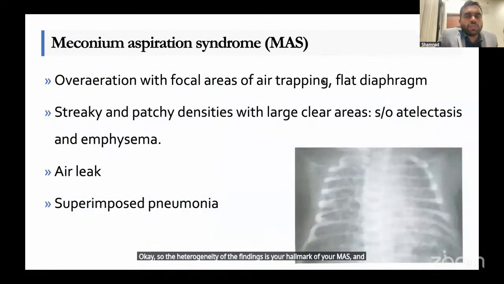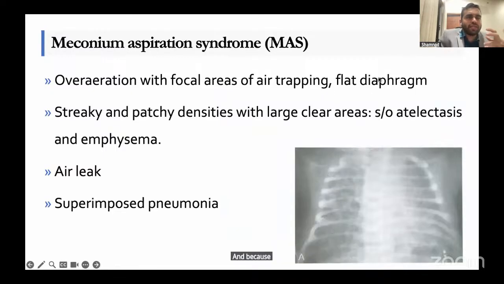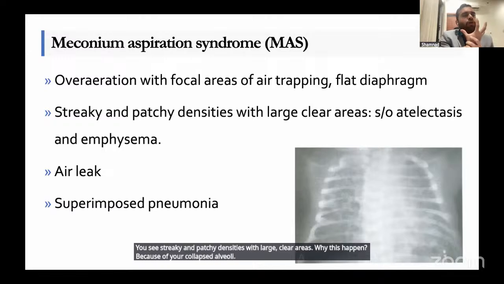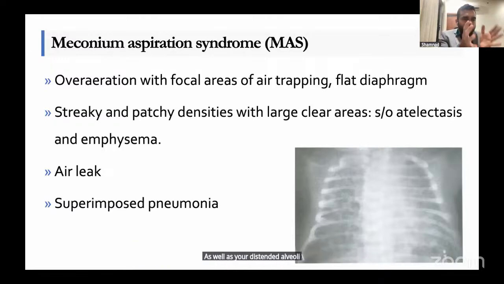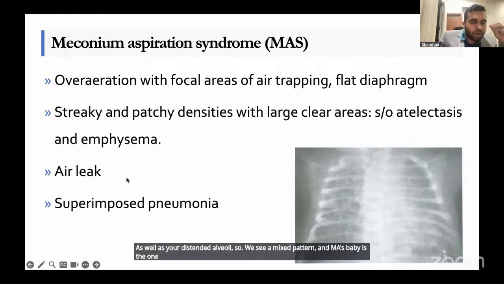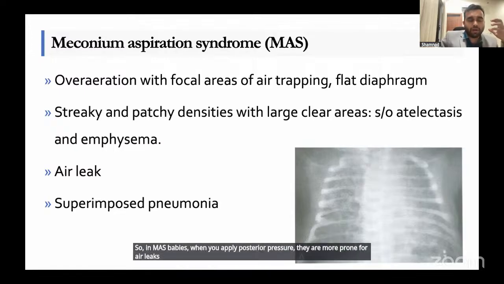And you see over aeration with focal areas of air trapping. Because of this overinflation, the diaphragm will sometimes be flat. You see streaky and patchy densities with large clear areas. Why does this happen? Because of your collapsed alveoli as well as your distended alveoli, so we see a mixed pattern. And MAS babies, on treatment, are prone to air leak, particularly when you apply positive pressure.